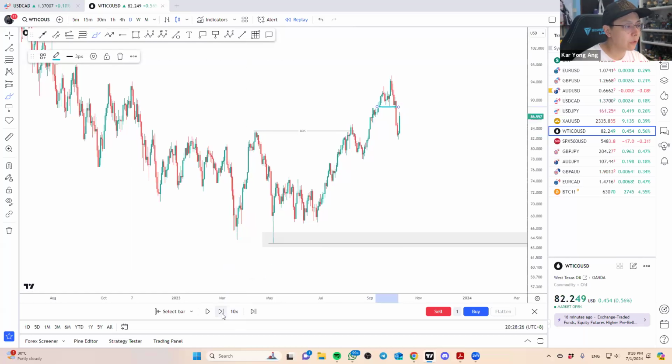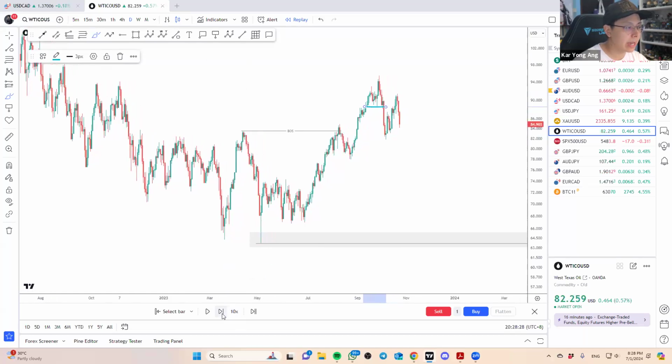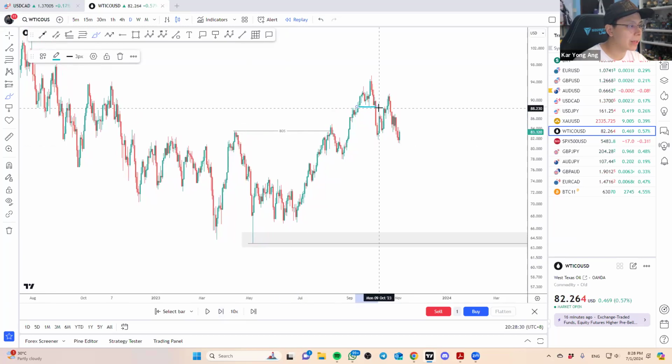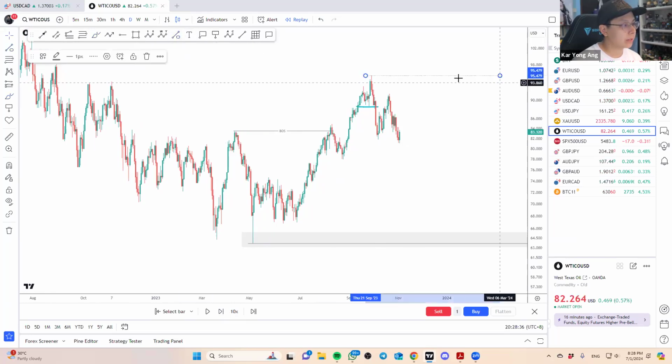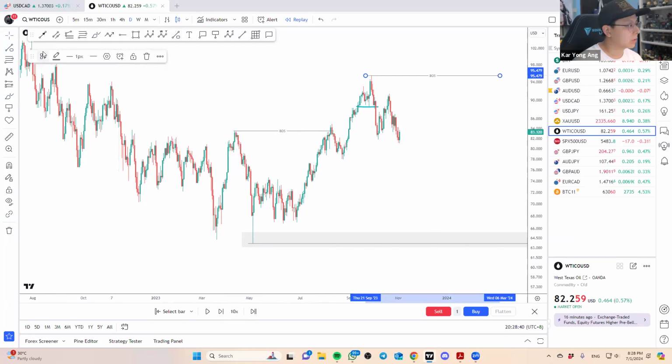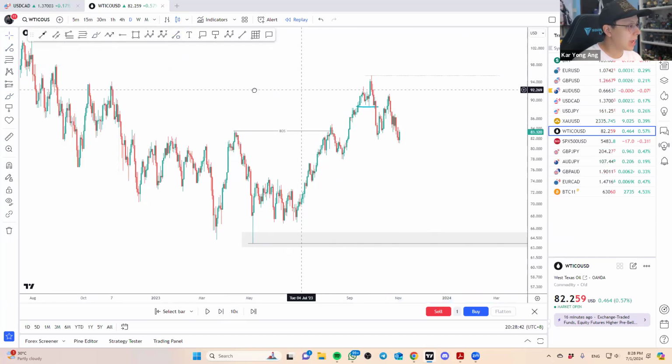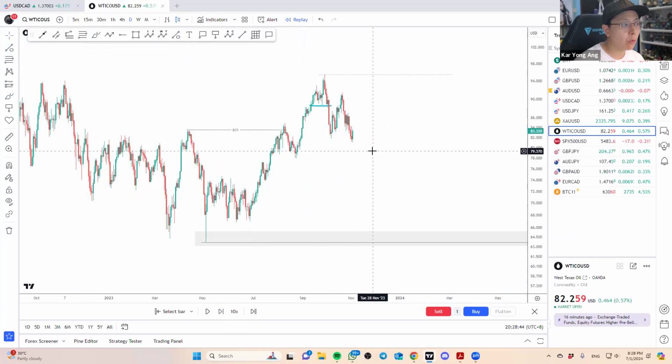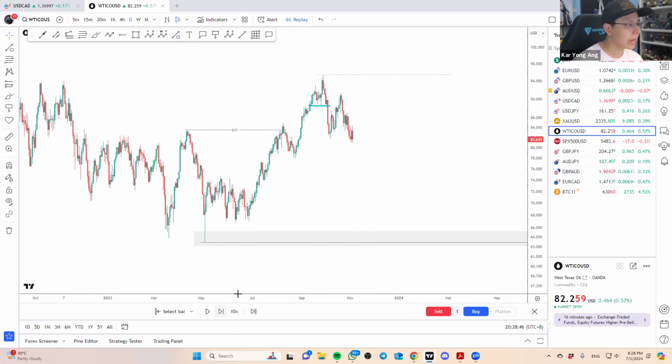Okay, then of course the market continues to play out. So you can see once we get a change of character and the market starts to pull back, we can start to establish, all right, this is our temporary swing high. Okay, and we are in a pullback phase. And of course in this pullback phase, you can see internal structure being broken as well.